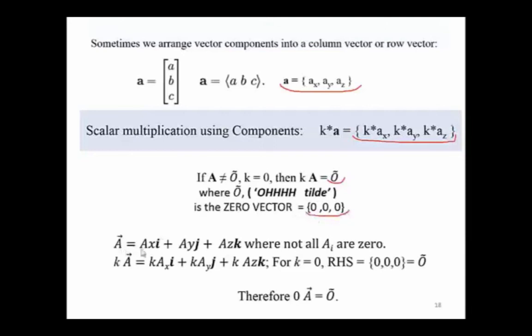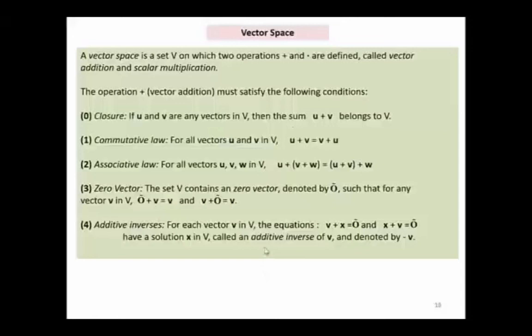So here's A again in terms of components. Let's say that we have a vector where not all of these A sub i's are 0. Then multiplying by k, if you have k equal to 0, then the right-hand side will be the zero vector. If you have 0 times A, you'll always get the zero vector, with or without the fact that this is a non-zero vector.